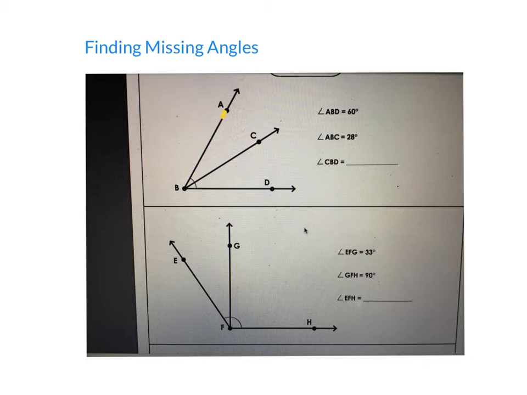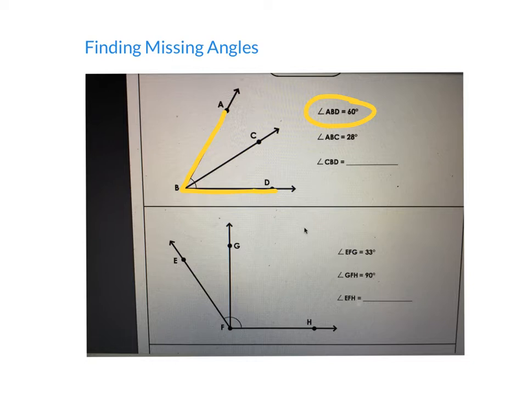So I'm going to highlight. Here's A. This is angle ABD. Okay, and I know that because B is the vertex, and then the other letters I'm finding those points. And it's telling me here that that angle measures 60 degrees.